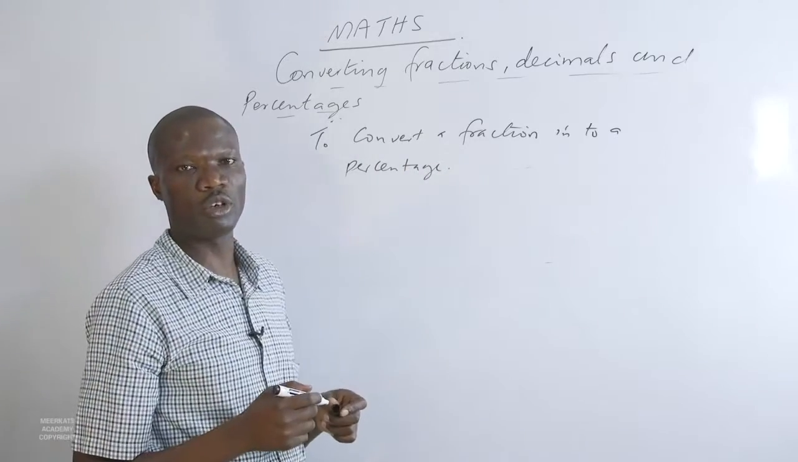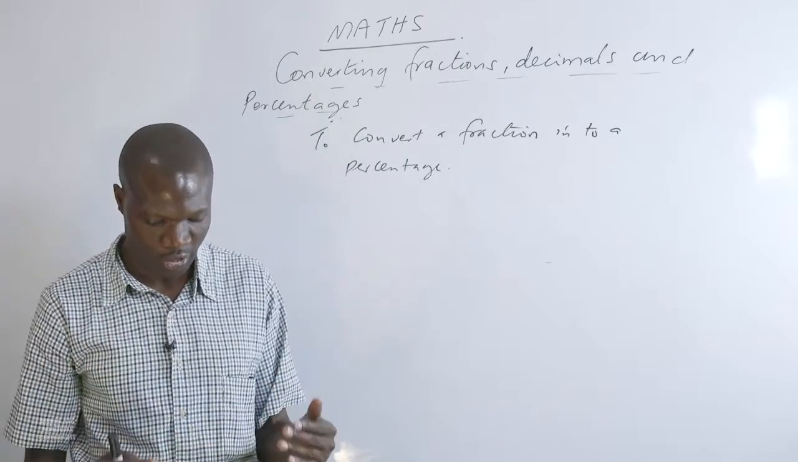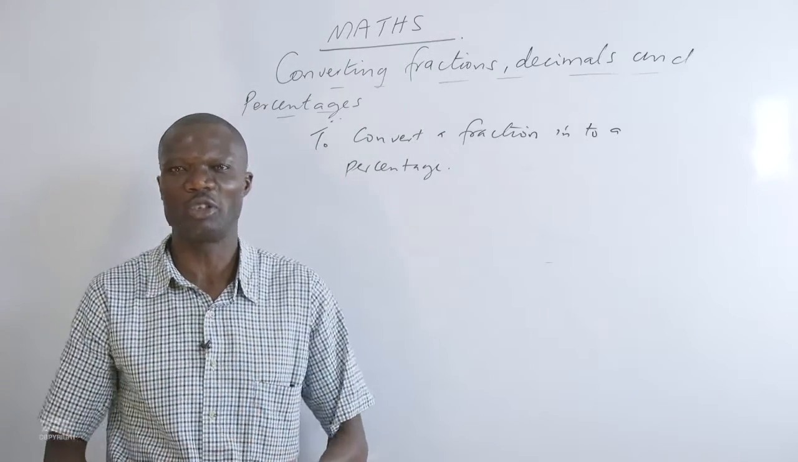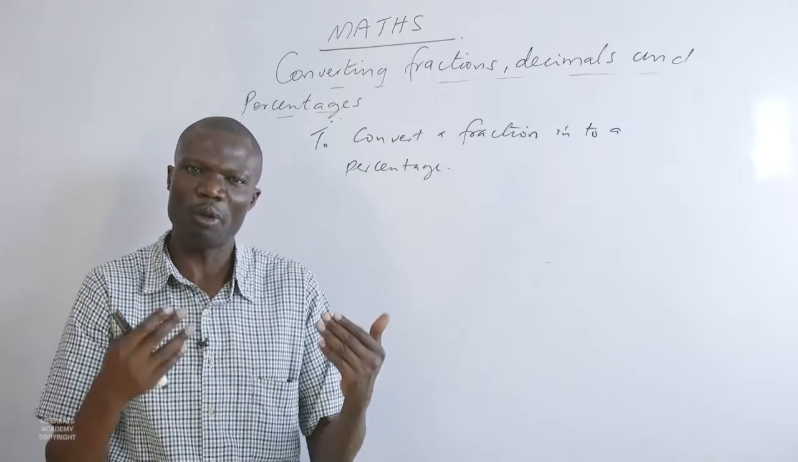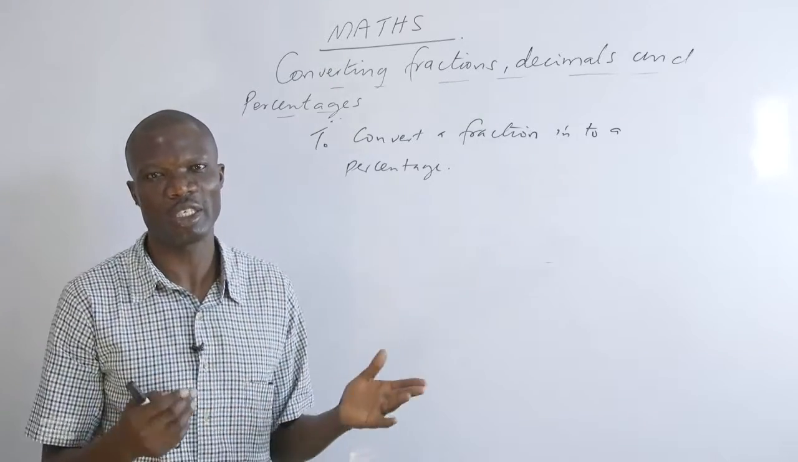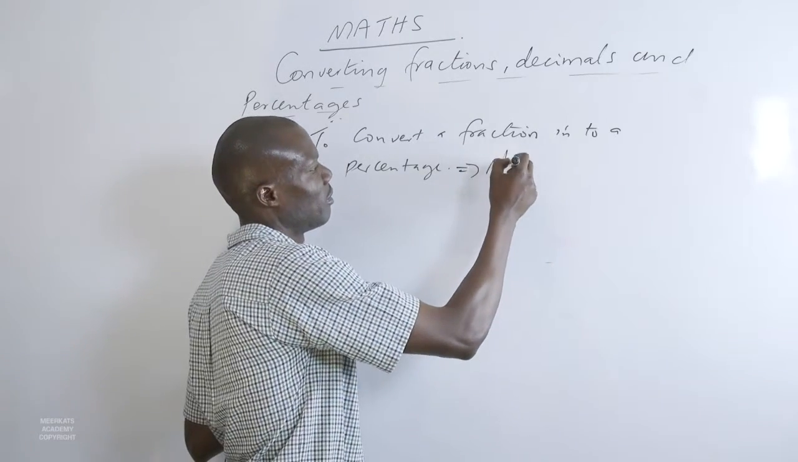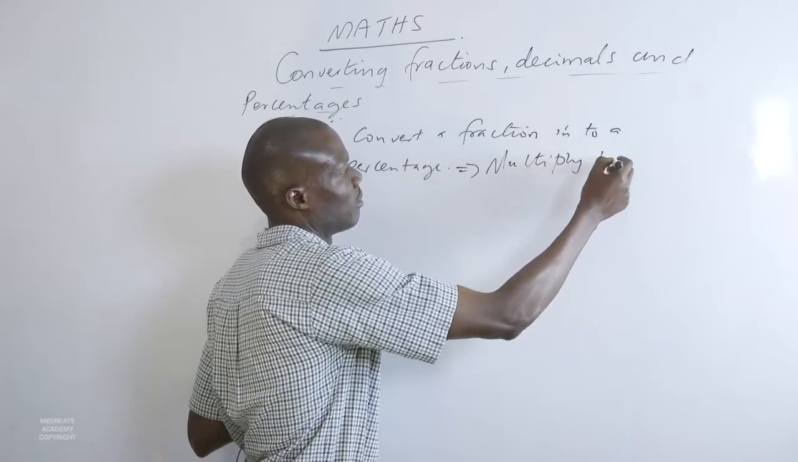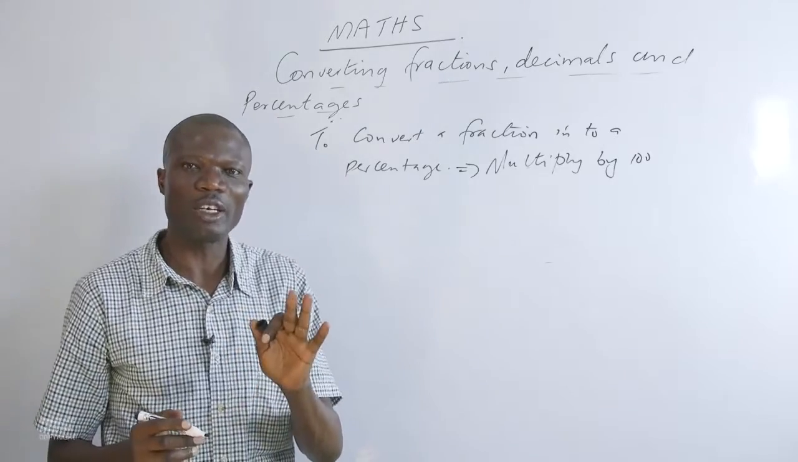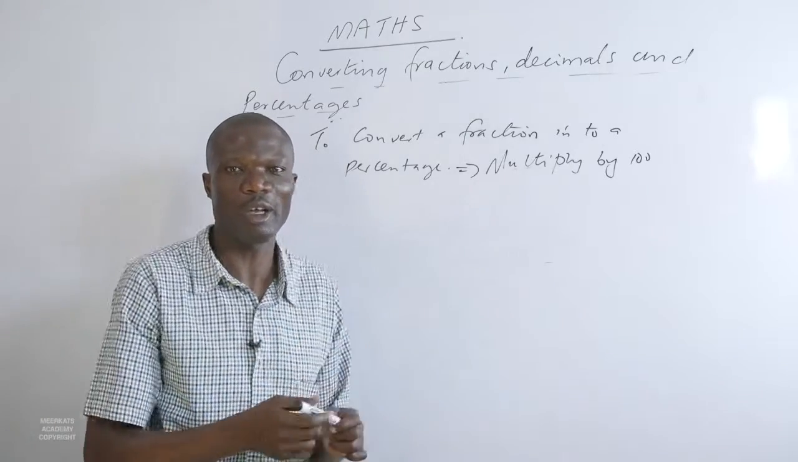We should also be able to convert a fraction into a percentage. And to do this, it is very simple. Given any fraction, whatever kind it is, be it a proper fraction or an improper fraction, to convert into a percentage is very simple. You only require to multiply by 100. So it doesn't matter what kind of fraction you've been given. You want to have the percentage form of any fraction, multiply by 100.